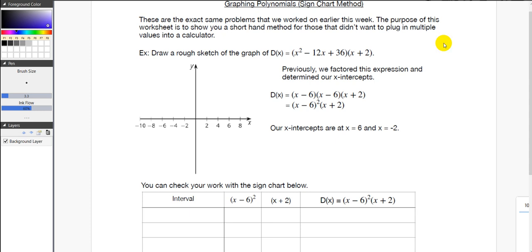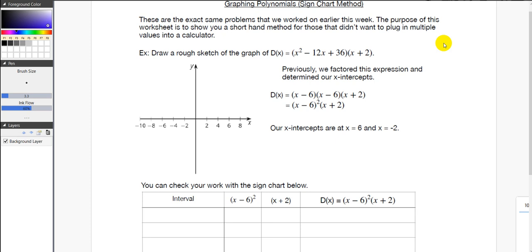Hello. Okay, so the purpose of this video is to describe how to graph polynomials using the sign chart method. These are the same problems that we worked on earlier this week. Previously I showed you how to choose a whole bunch of x's, figure out your outputs, and then plot a whole bunch of points and connect the dots. Some of you realized that method could get kind of tedious. So what I'm going to show you here is a shorthand method, just a little shortcut rather than plugging in a whole bunch of points.